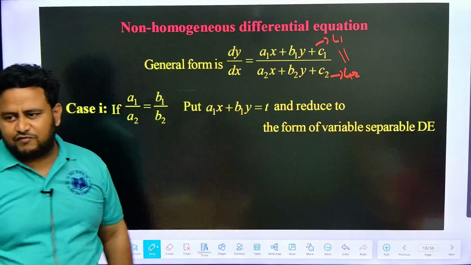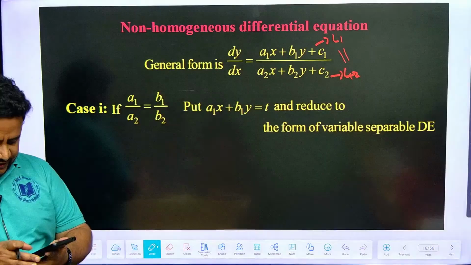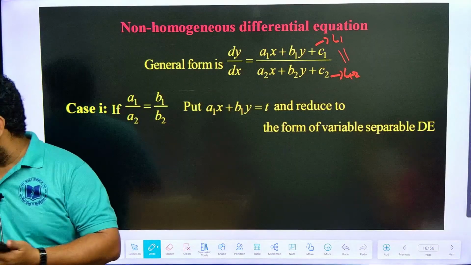So let us take an example for non-homogeneous. If I just tell these words, you will not understand. If I take the example, then you will have more clarity.